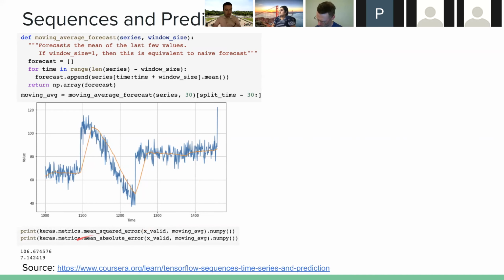When we do that, we get an MSE of 106. We actually did worse, and an MAE of 7. So it was 16.5, and we went higher now, which is bad.